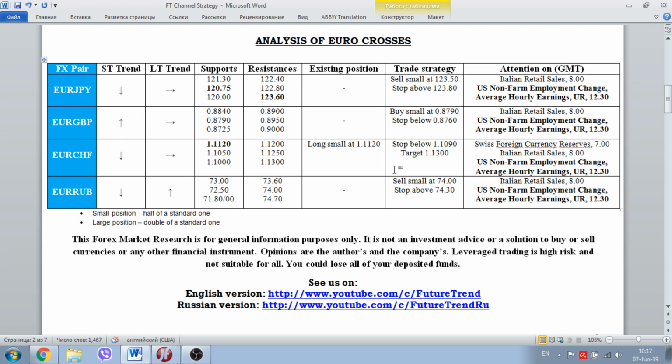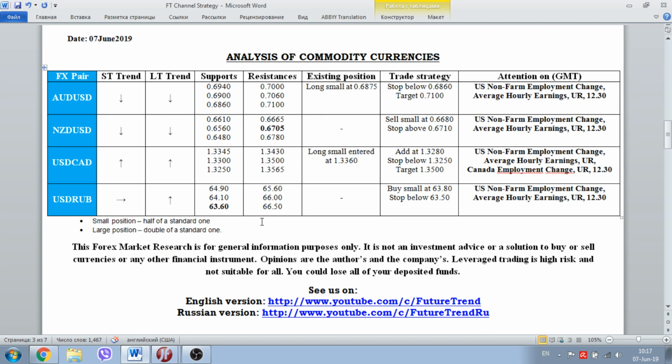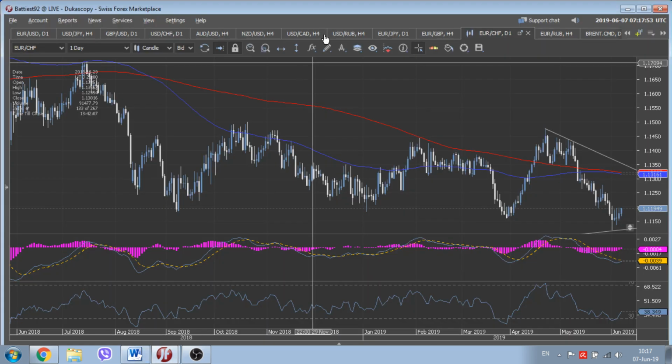So probably we will change the situation here, and we will try to cover existing longs on the possible retesting of the level 113. Euro ruble, here the situation is in the arms of probably the euro, because the Russian ruble is more or less stable at the moment despite the falling of energy prices on the world markets. As regarding the commodity block of currencies, this morning we entered a fresh long position in the dollar Canada.